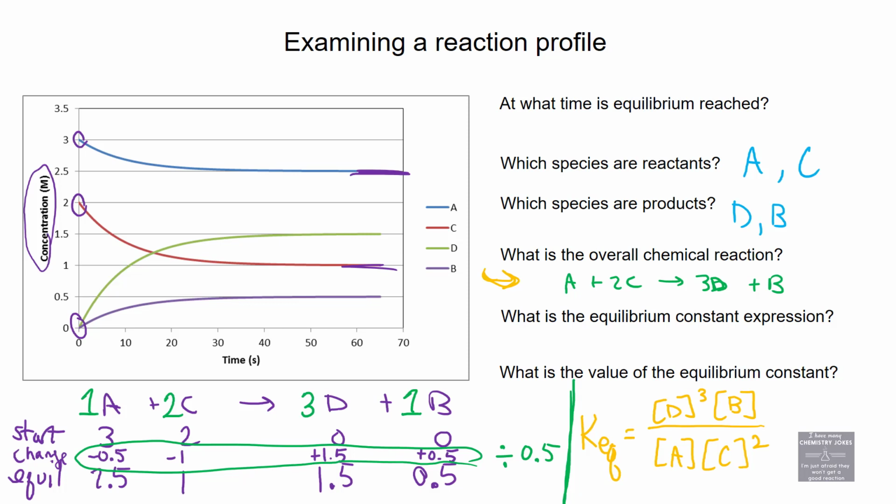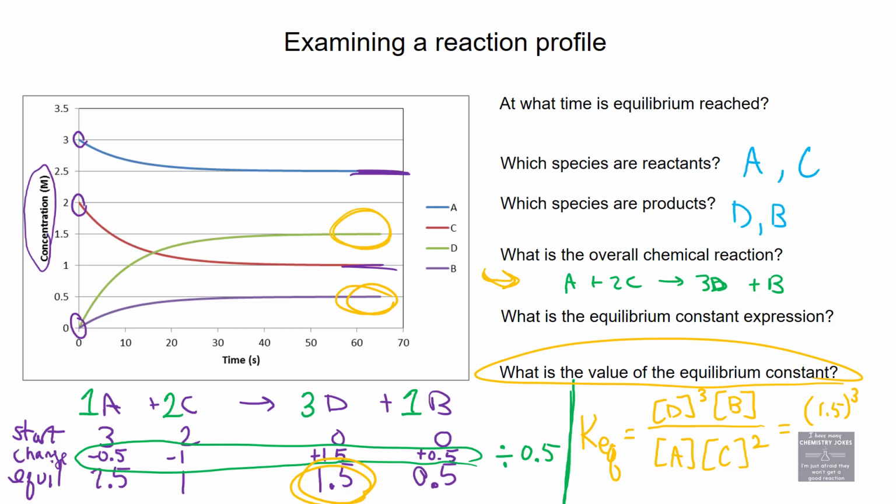Okay. The value of the equilibrium constant means plug in the concentrations of each of the components at equilibrium and solve. So that's D is 1.5 cubed. I'm getting it from that right there. Slash, I'm getting it from this right here, that concentration over there when it's steady. Oh, nope, that's the wrong color. The green one. Oops, sorry. 1.5 cubed times 0.5 divided by A is 2.5 at equilibrium, and C is 1 squared.